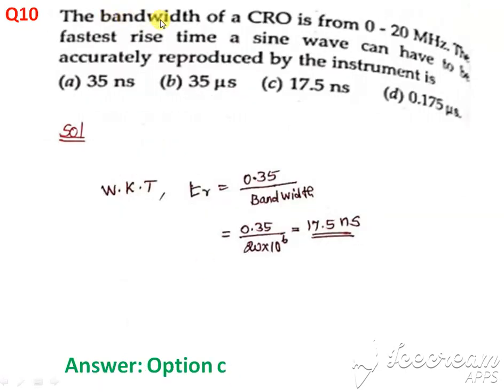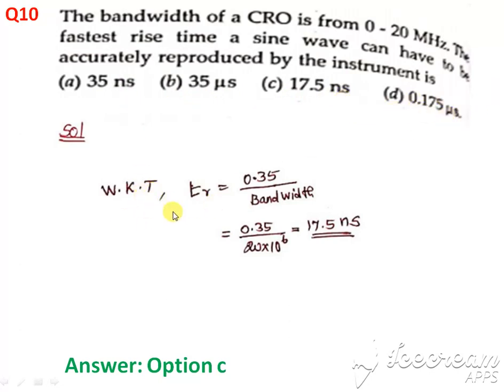10th question. The bandwidth of the CRO is from 0 to 20 MHz. The fastest rise time of the sine wave that can be accurately reproduced by the instrument is: option A, 35 nanosecond; option B, 35 microsecond; option C, 17.5 nanosecond; option D, 0.17 microsecond.